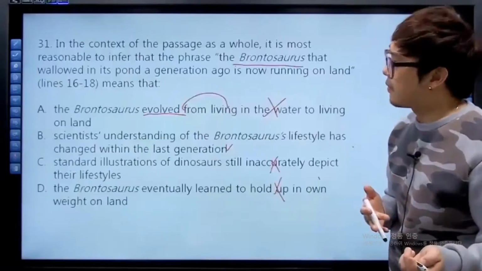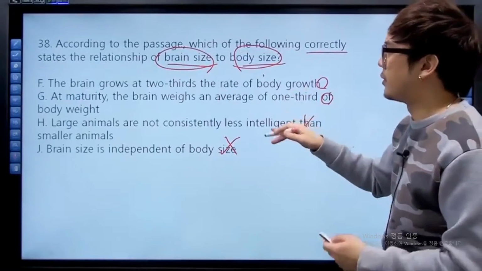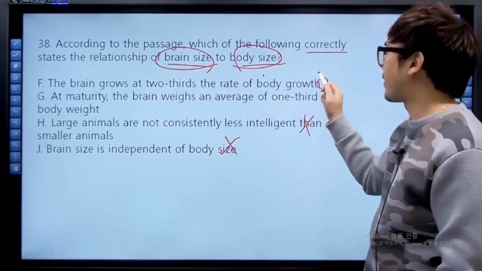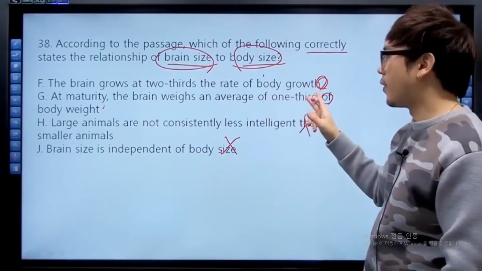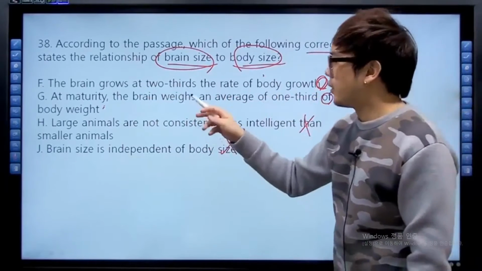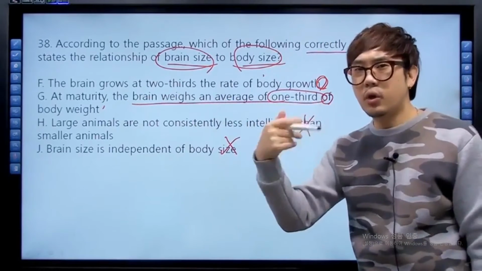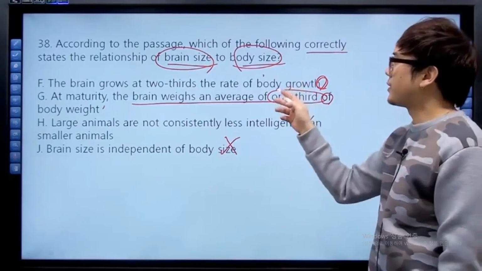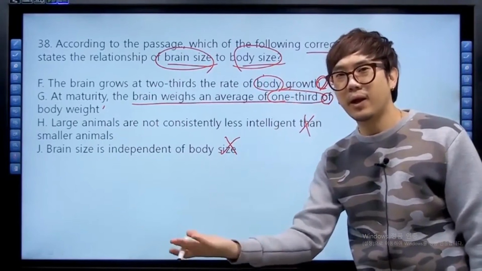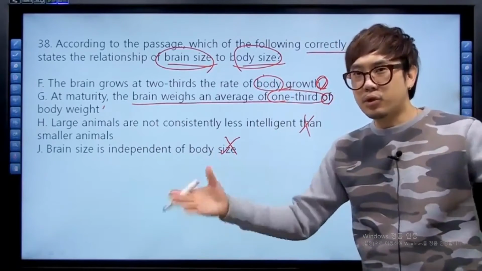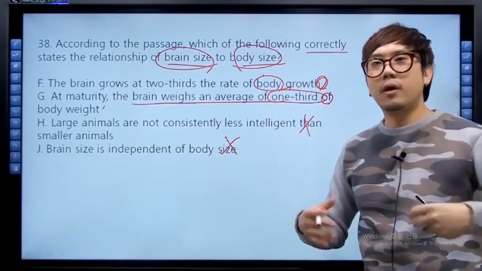So given that idea, which one should be your answer? Brain grows 2/3 the rate of the body growth. That's true. That's what we read. At maturity, the brain weighs an average of 1/3 of body weight. That's not true, right? It's just the ratio in which it grows. It means that the brain grows at a 1/3 rate compared to the body weight. That doesn't mean that when the elephant is fully grown, the brain weighs about 1/3 of the body weight.